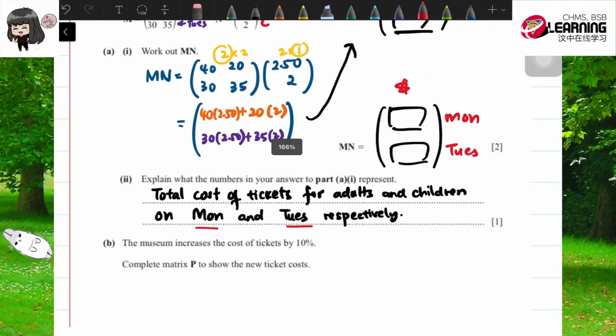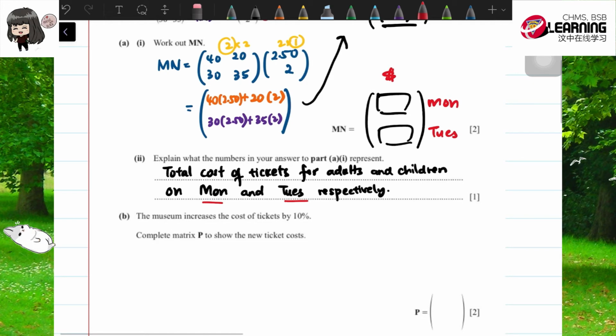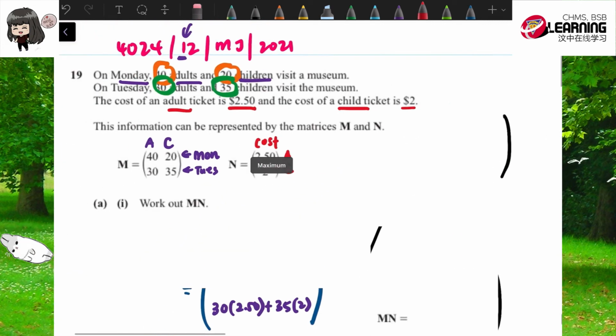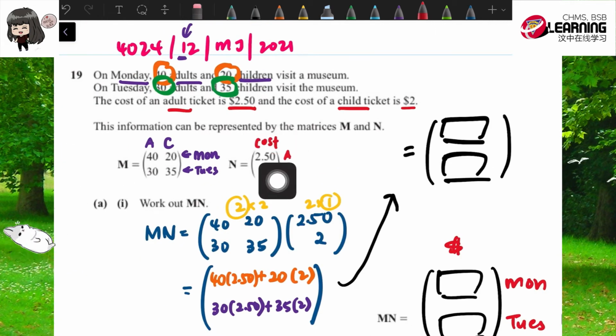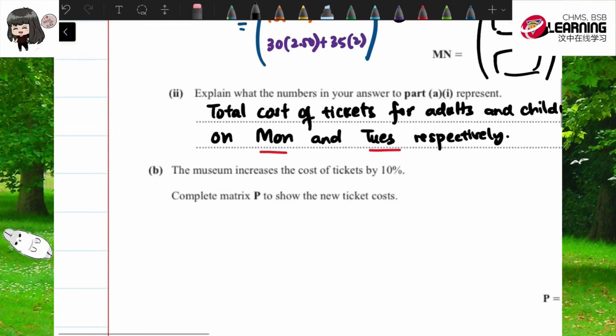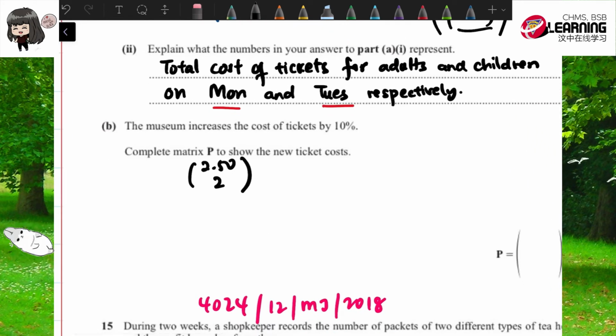Okay, so part B. The museum increases the cost of tickets by 10%. Now the ticket price, look at the ticket price. It's actually $2.50 and $2, right? So the museum increased the price by 10%. So you need to use this cost, $2.50 and $2. Okay, that one.